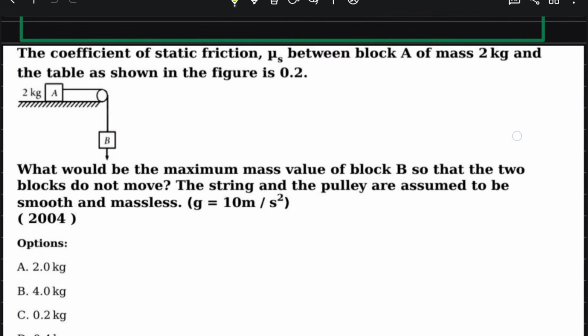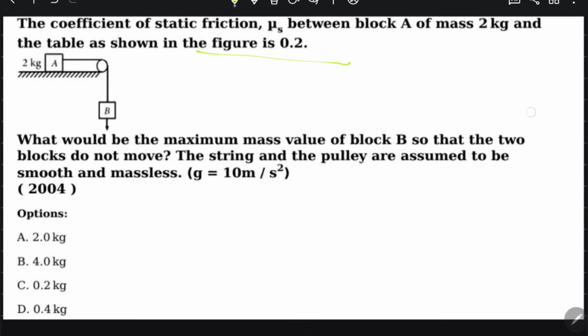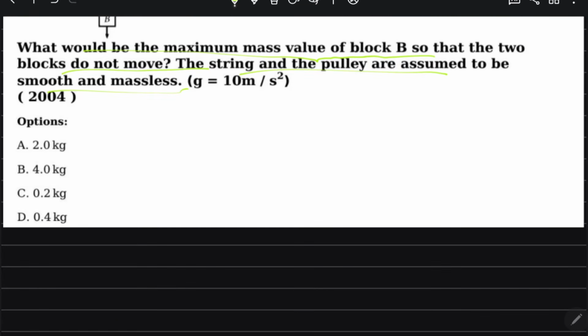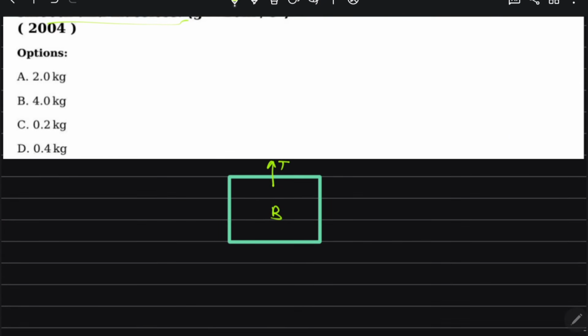The coefficient of static friction mu s between block A of mass 2 kg and the table is 0.2. What would be the maximum value of the mass of block B so that the two blocks do not move? The string and pulleys are assumed to be smooth and massless. So first make a free body diagram of block B. Block B has tension acting upwards and mg force acting downwards, that is mass of B into g. So T is equal to mass of B into g.